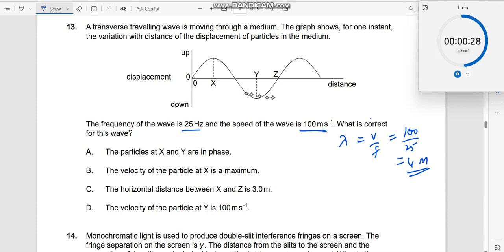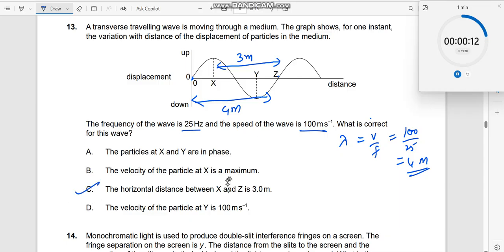See, first thing is that from point O to point Z is lambda. This is 4 meters. If you look here, the horizontal distance between X and Z is 3 meters. Is this right? Definitely this is right. So C is the right option.